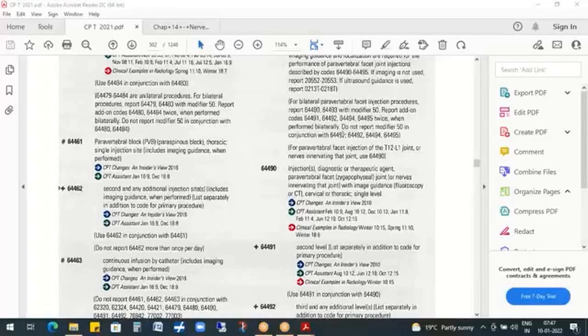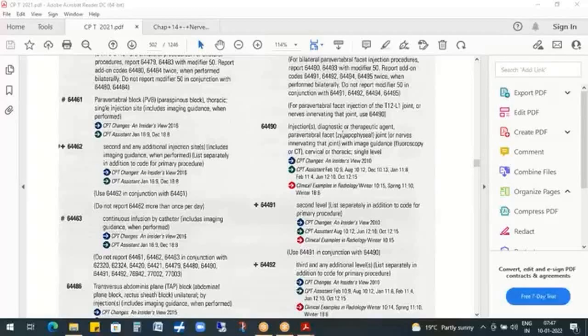Now come to the code 64490. Write down there: facet joint injections. The shortcut is MBB, medial branch block. At the code 64490 level, you just write down MBB or facet joint injection. What is the other term I am using? MBB, medial branch block.